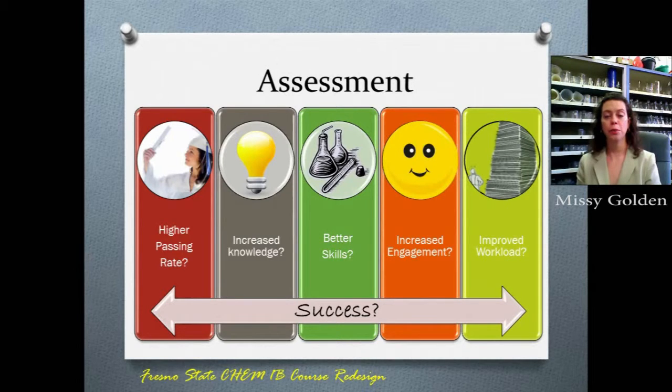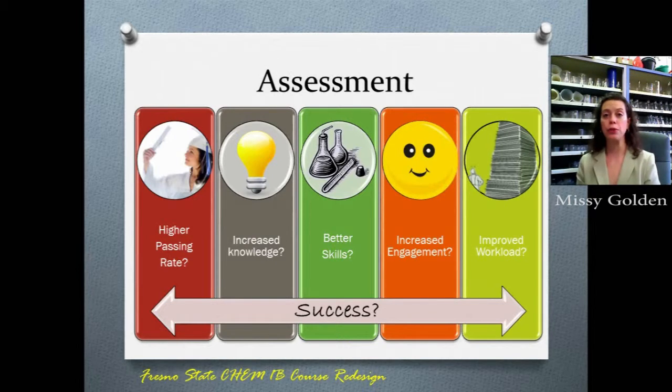To assess whether or not we've accomplished some of our goals with the course redesign, we'll be looking at several different components. We'll be looking at the pass rate. Did we increase the pass rate for the number of students? Do they have increased knowledge? Can they answer questions, and do they retain that information longer?